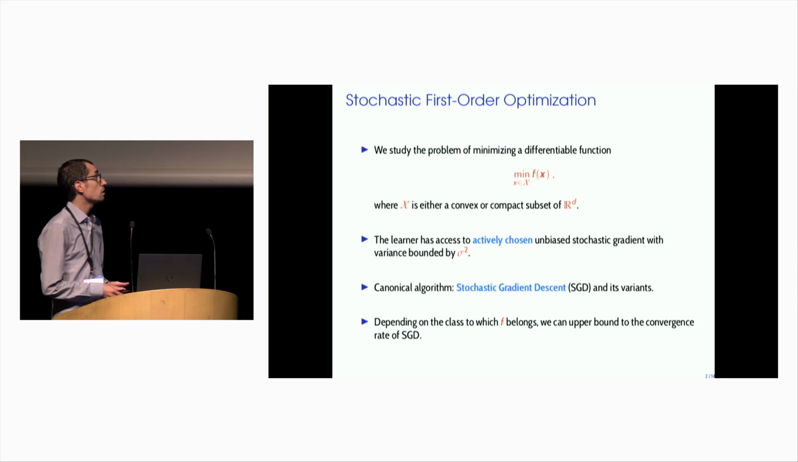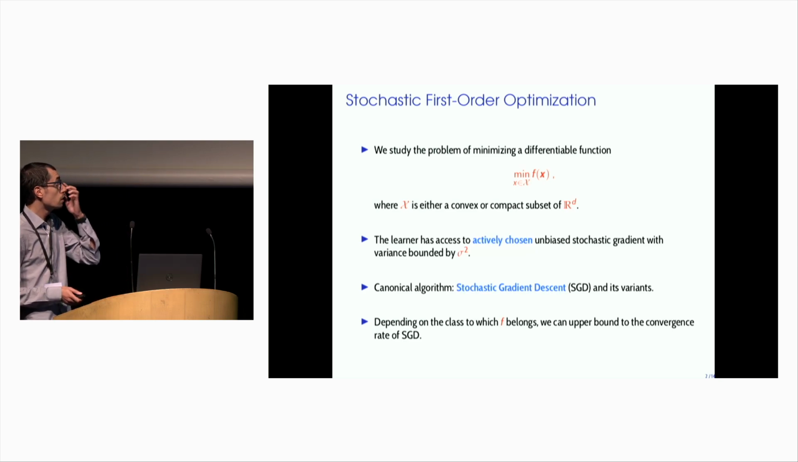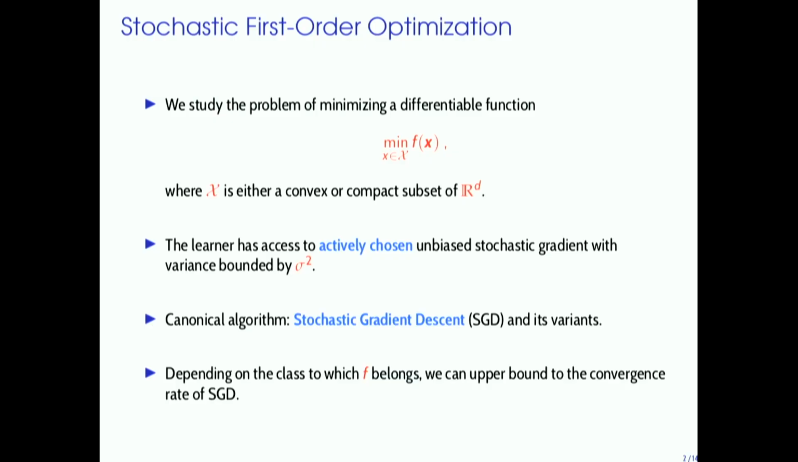So let me start with the general framework for stochastic optimization. We have a function f that we will assume is smooth and differentiable over some convex or compact set X in R^d. We will consider iterative optimization methods, meaning that we have T rounds, and in each round, the learner queries the gradient at some point and receives a stochastic gradient.